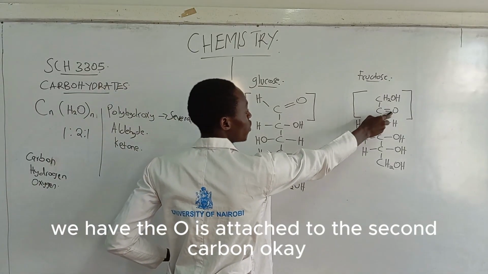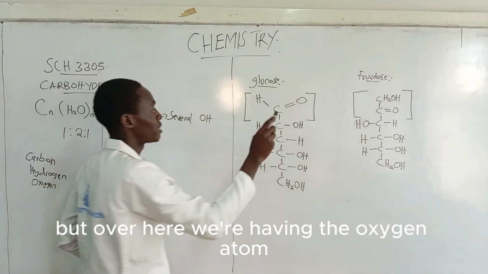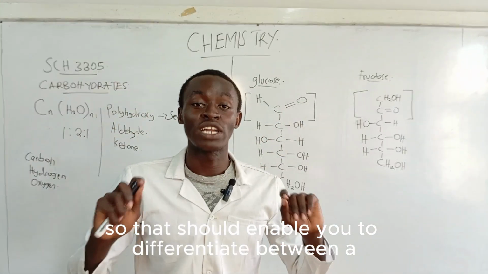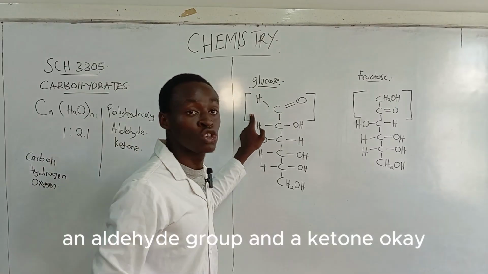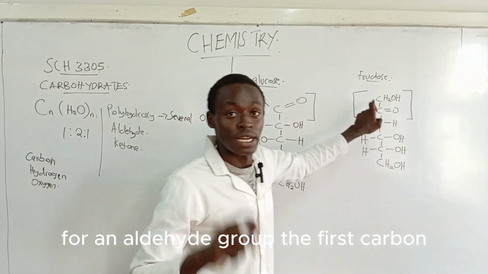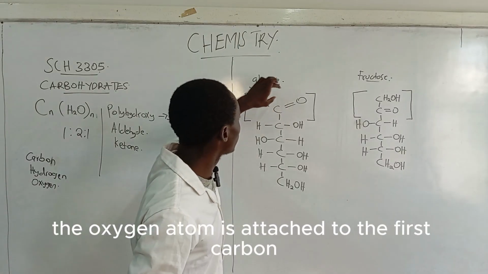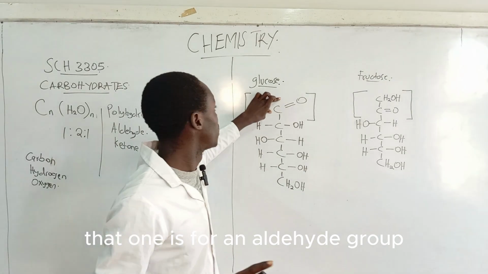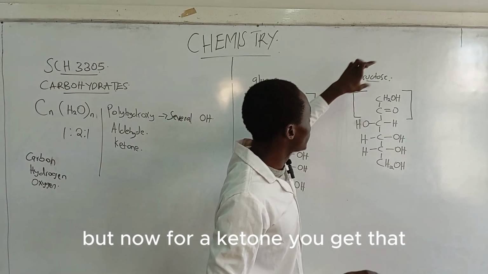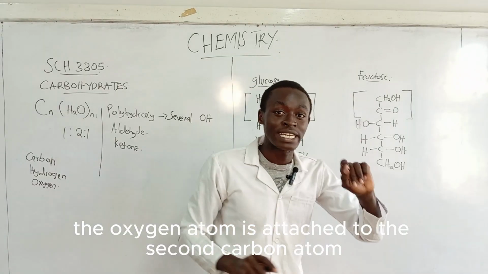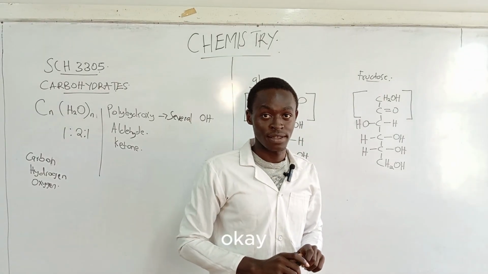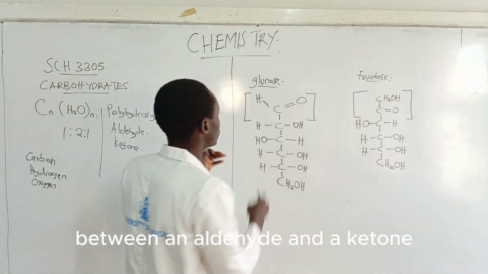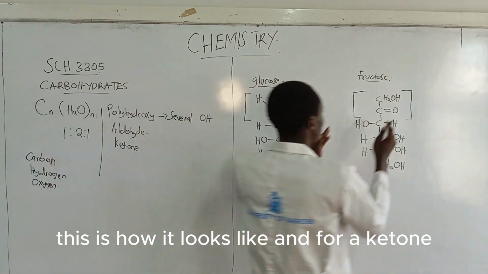Over here, you have the O attached to the second carbon, okay? But over here, we are having the oxygen atom attached to the first carbon. So that should enable you to differentiate between an aldehyde group and a ketone. Okay. For an aldehyde group, the oxygen atom is attached to the first carbon. But for a ketone, you get that the oxygen atom is attached to the second carbon atom. Okay. Yeah, so this one will enable you to differentiate between an aldehyde and a ketone. So for an aldehyde, this is how it looks like. And for a ketone, this is how it looks like.